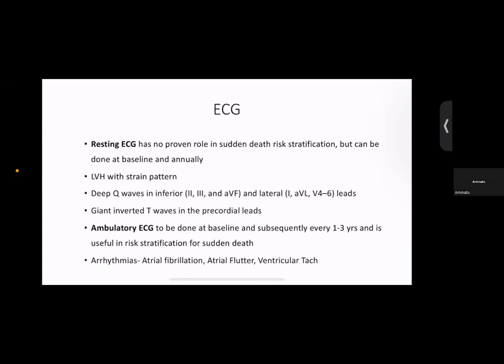However, ambulatory ECG has a more risk stratification benefit. It is done at baseline and subsequently every 1 to 3 years. It is done to detect patients that are having arrhythmias. The common arrhythmias that are usually seen are atrial fibrillation, atrial flutter, or ventricular tachycardia.